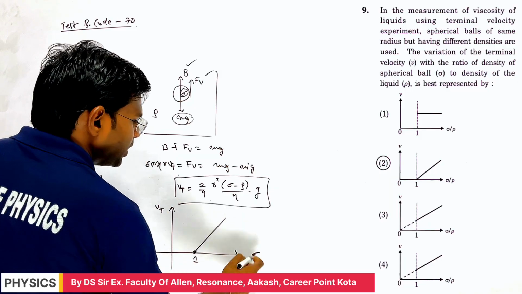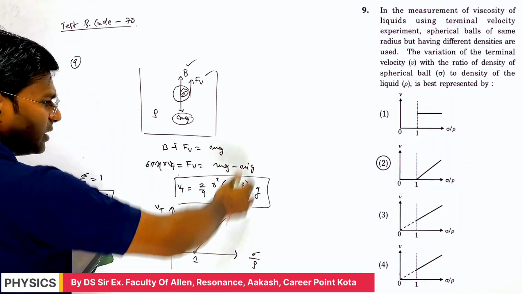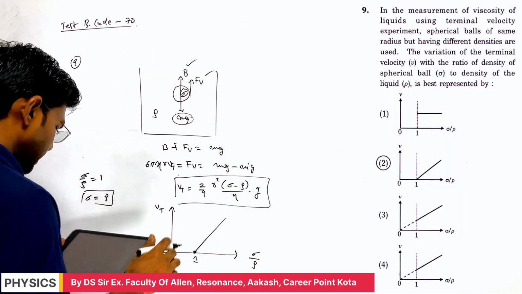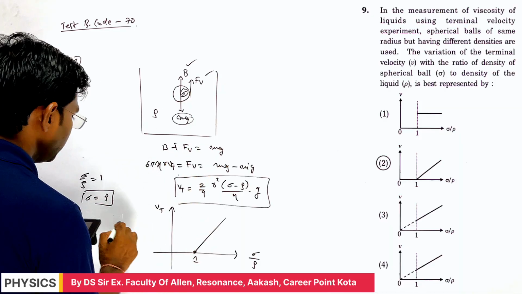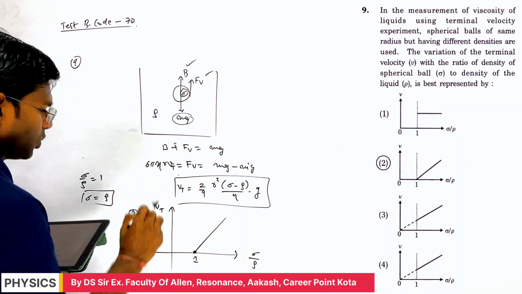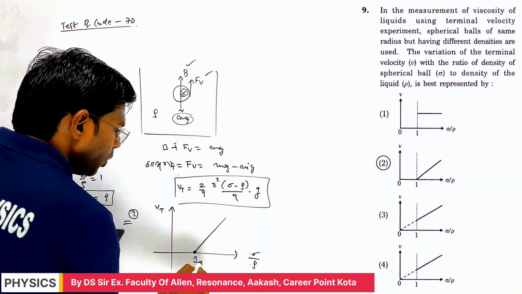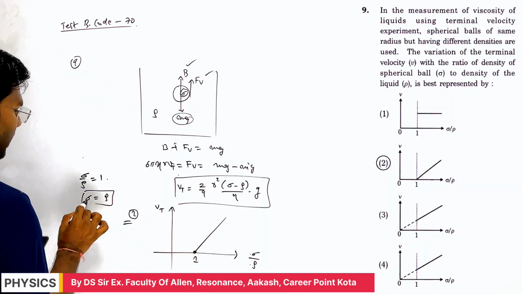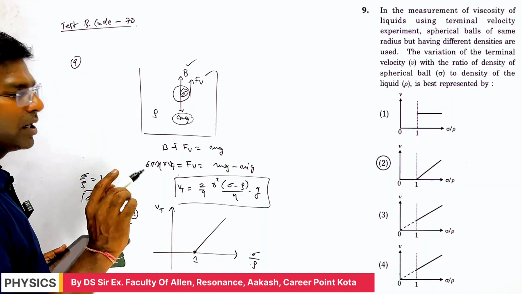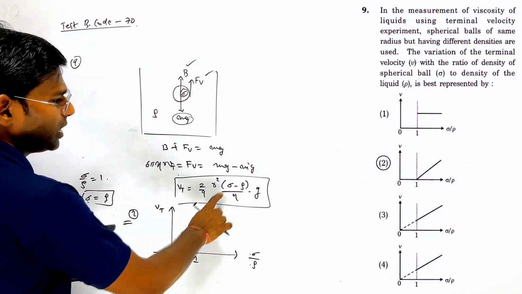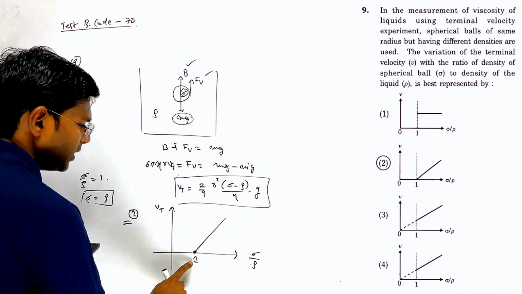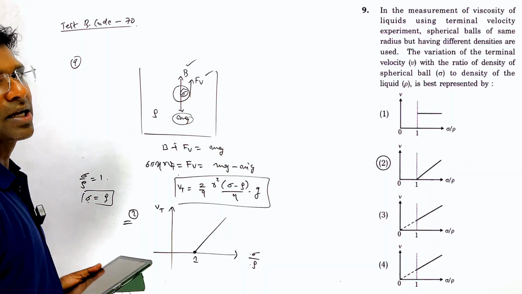And if it is increasing, then it will also increase, right? So you can see out of the 4 options, the second option is the correct option, in which when the sigma upon rho ratio is equal to 1, that is, the density of the liquid and the solid are equal, the terminal velocity is 0. The second option is the correct option.